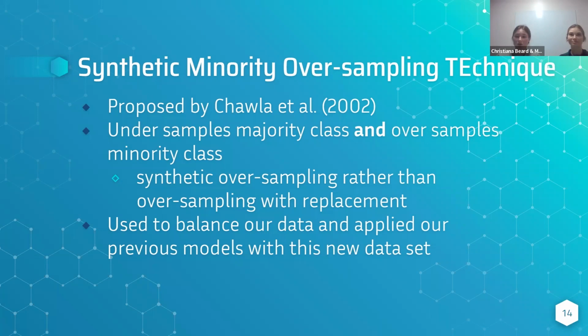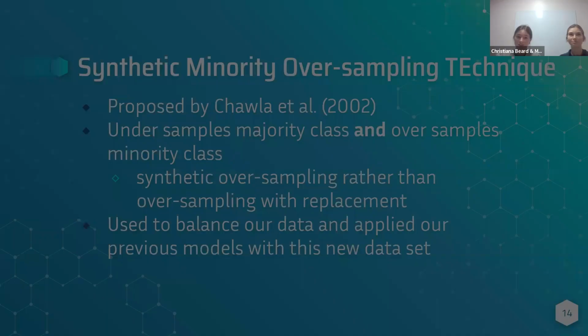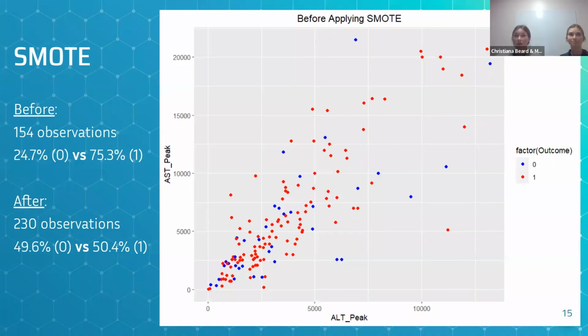So we used SMOTE to balance our data, and then we applied the 3 methods that we just went over using this new data set that was balanced. So here's a visual of our data before we applied SMOTE. We had about 154 observations.